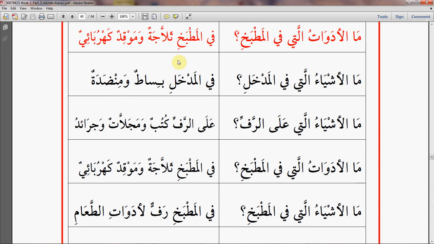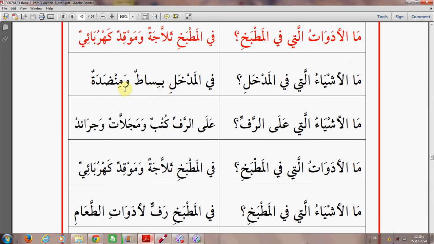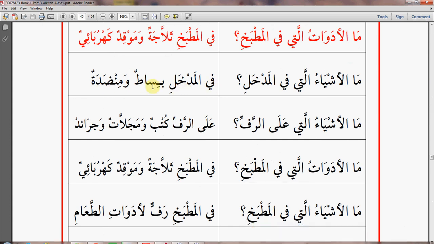في المطبخ ثلاجة وموقد كهربائي. In the kitchen there's a fridge and an electric oven. Is it similar to في المدخل بساط ومنضدة? No, but this is a useful sentence. In the entrance there is a mat or carpet and a table. في المدخل بساط ومنضدة.